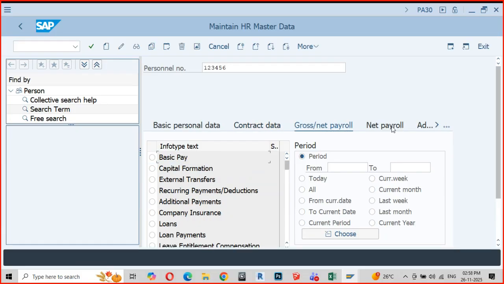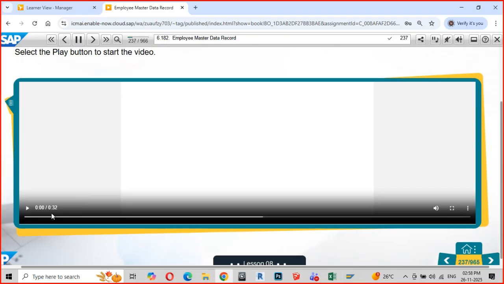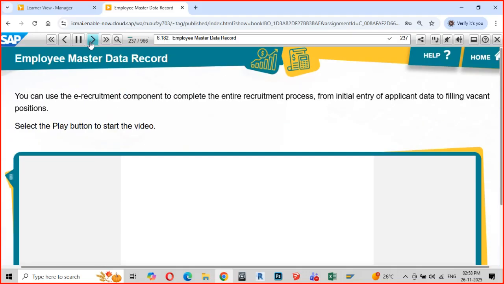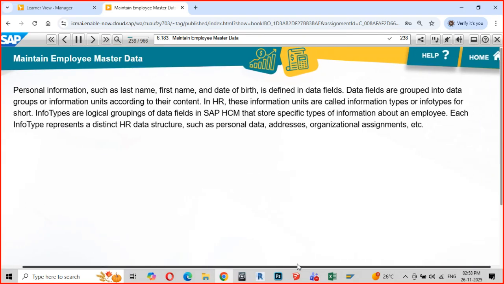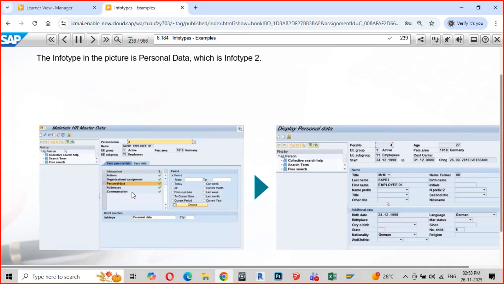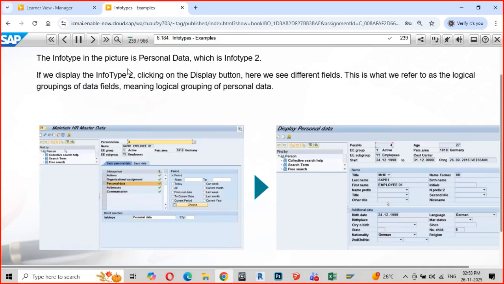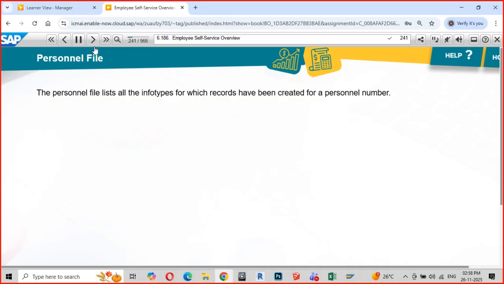So you can just go and select the play button. You can select maintain the employee master data. He's talking to you about the info types. We already saw the screen PA30. So the personal file is created with that particular employee number.